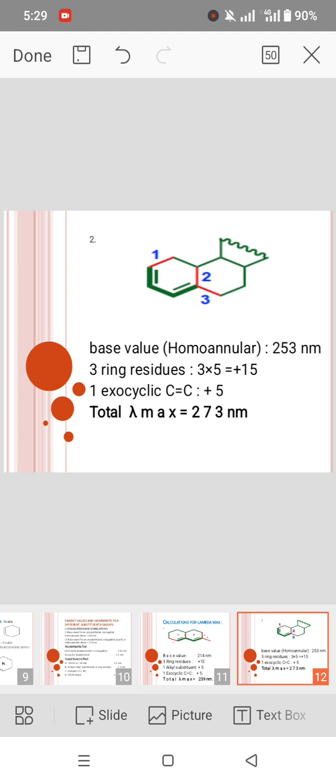I have represented the 3 ring residues by the numbers 1, 2, 3. There are 3 ring residues, so I have to multiply 3 by 5 and I will get 15. Then you can see I have one exocyclic carbon double bond, so I have to add 5 again, so the total lambda max is 273 nanometer.